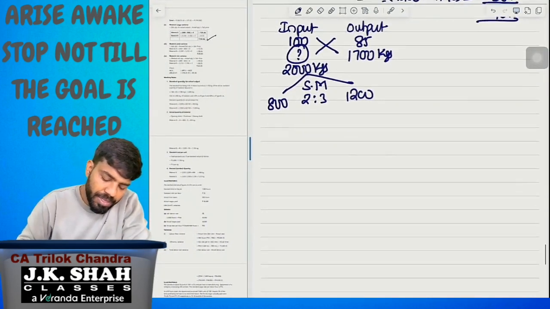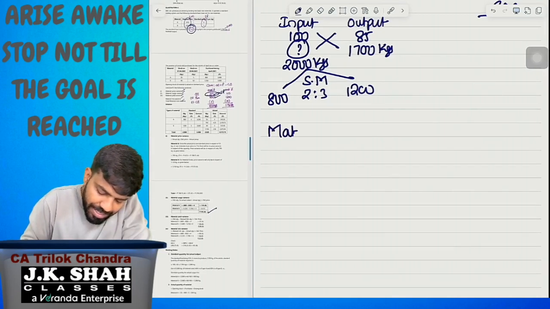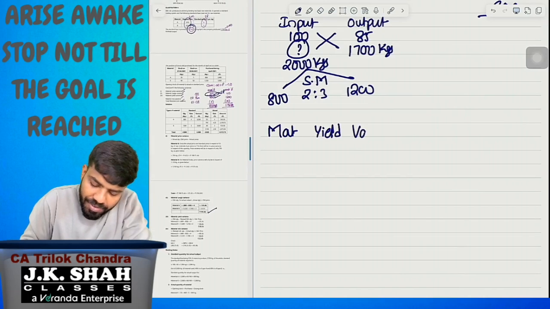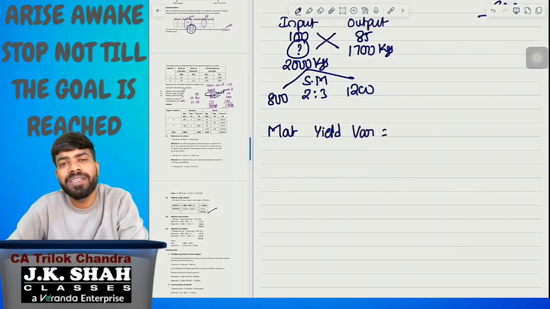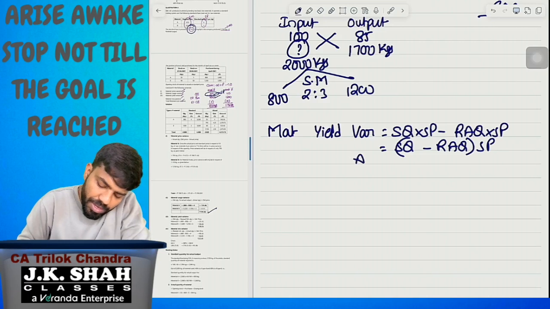Okay. Next, material. What is the next requirement? Material yield variance. What is the formula for material yield variance? 1 minus 4: SQ into SP minus RAQ into SP. So SP you can take common: SQ minus RAQ into SP. Now A, B, we know standard quantity. What is standard quantity? 800, 1200. Minus, we need to know RAQ.